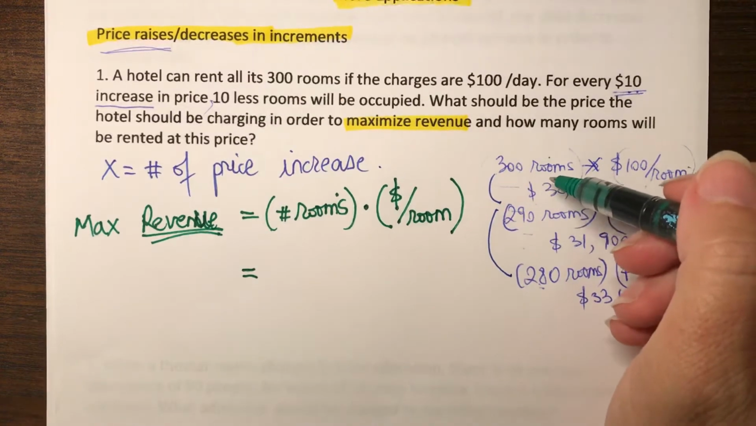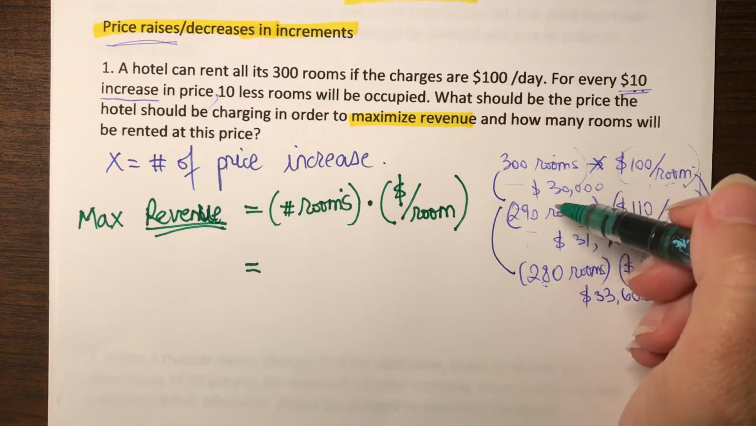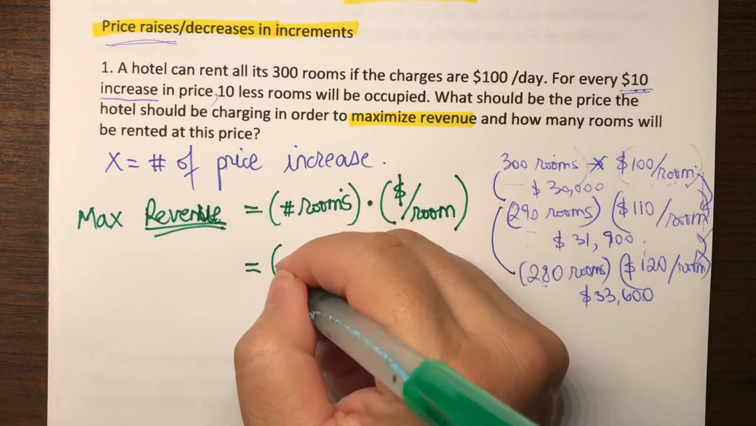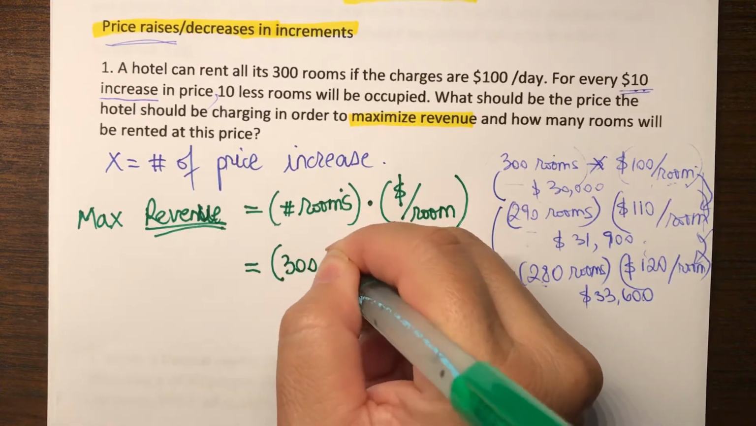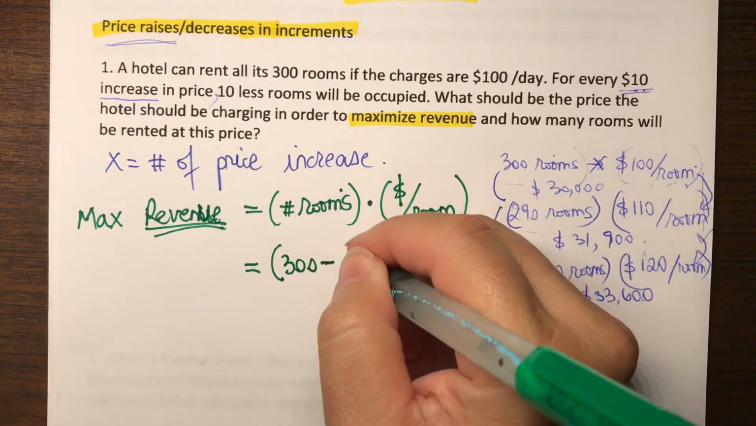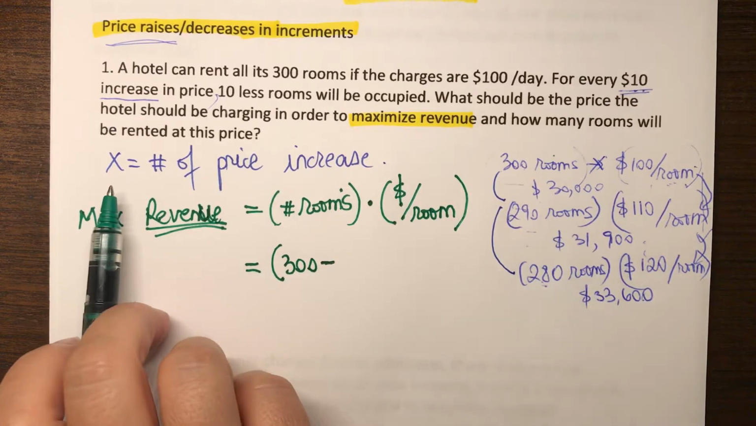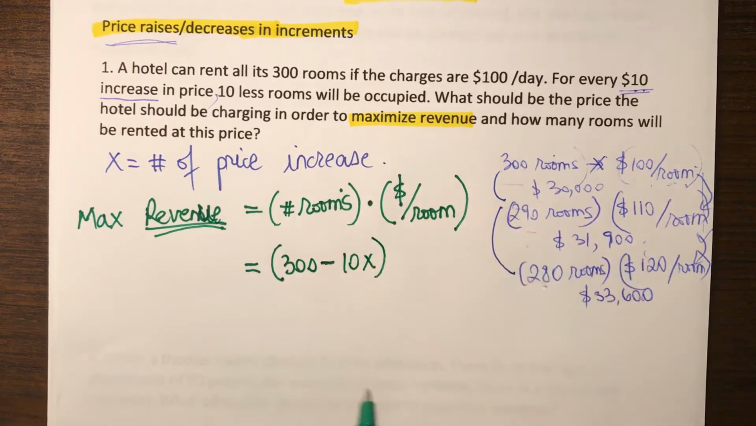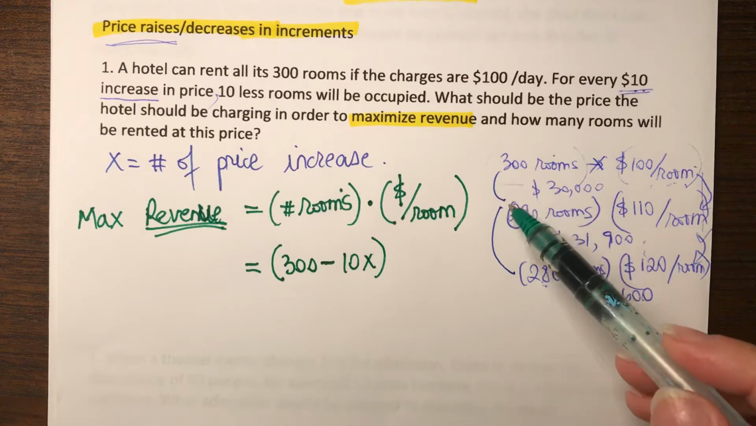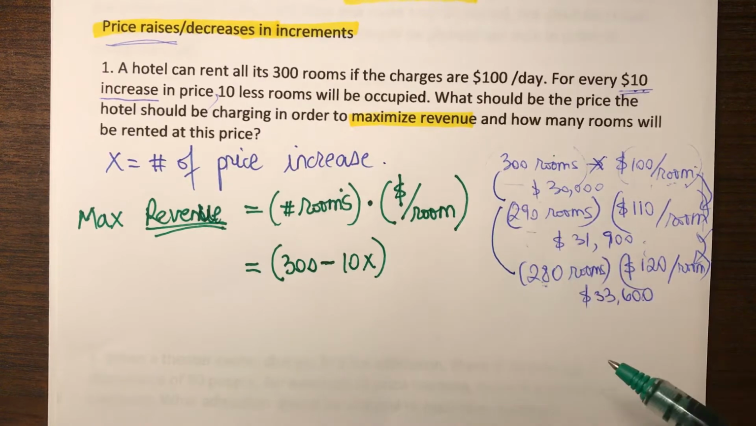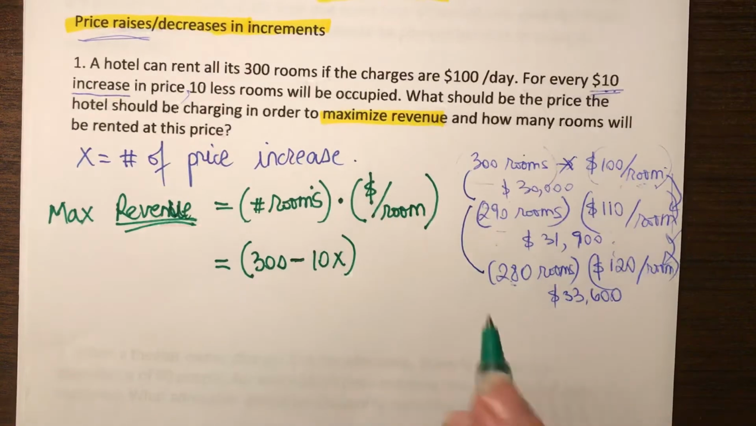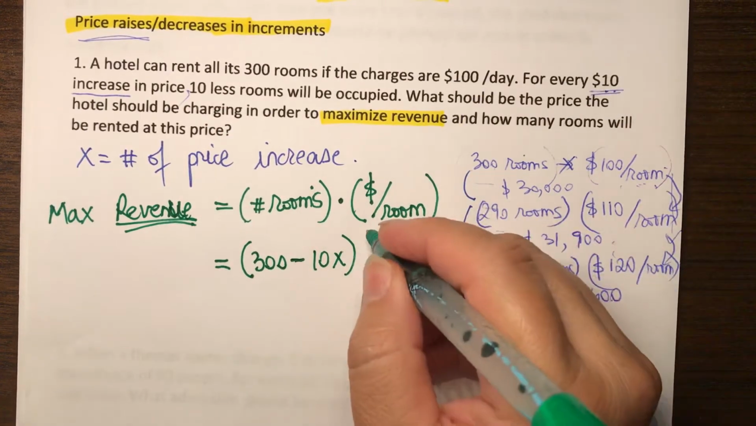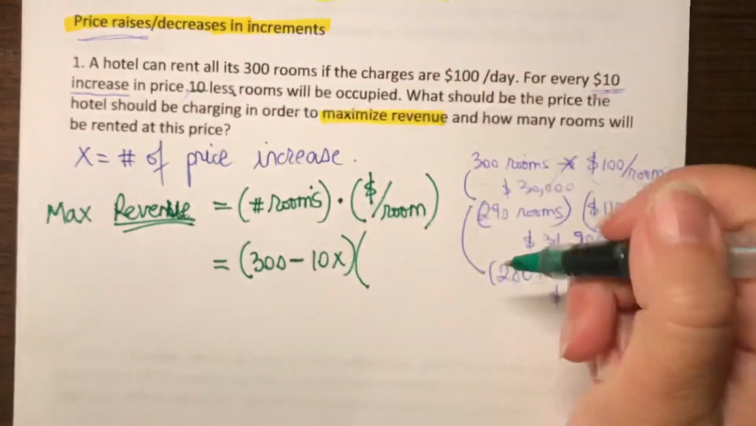Well, remember, we're starting at 300, but for every $10 price increase, we're going down 10 rooms. So, we're starting at 300, and we have to take 10 rooms, so 10 times x, right? For every one time I go down by 10 rooms, yes? So every one price increase, 10 rooms less. That's why it's multiplied by 10. And it's minus 10 less.